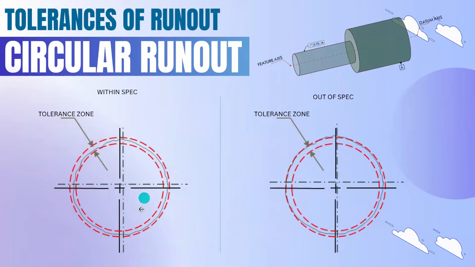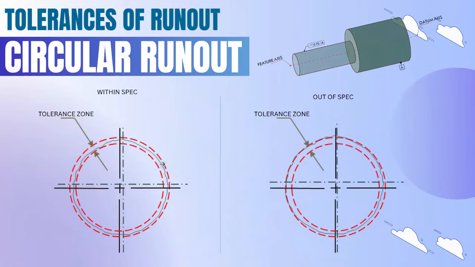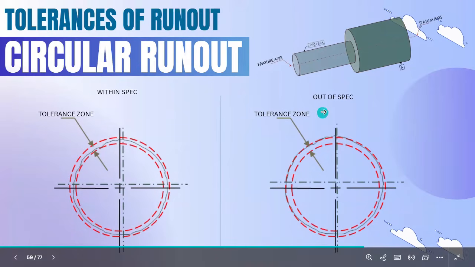Here you can see offset has also happened on the left hand side, and some roundness error is also there, but it is within this zone. So it is within spec. Here at the right side, considering both the roundness and this offset, it went above this tolerance zone, so it is out of spec.